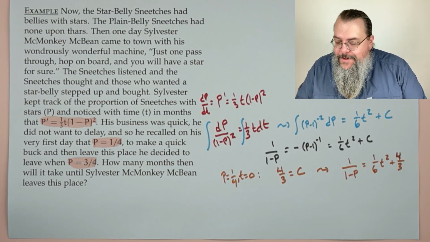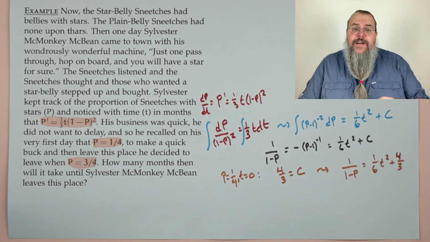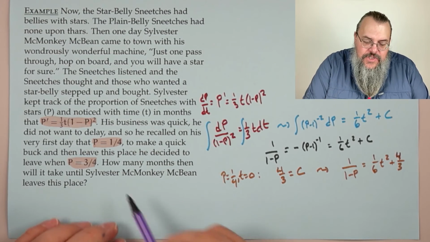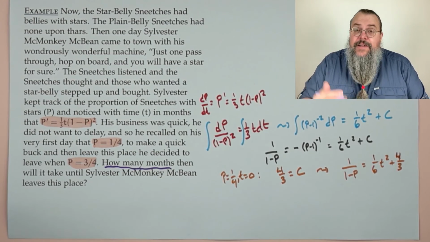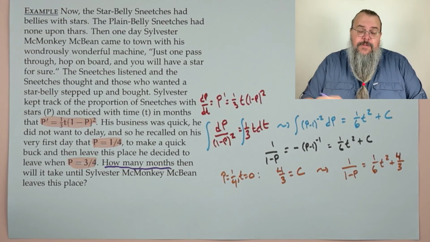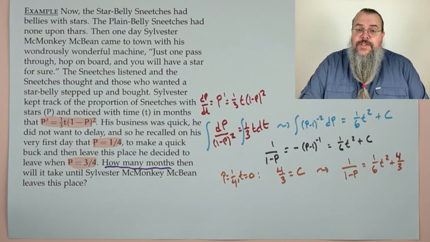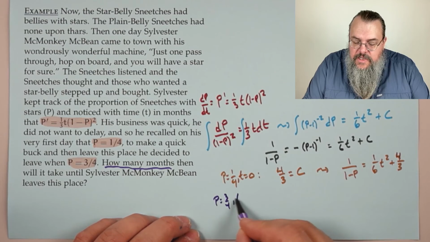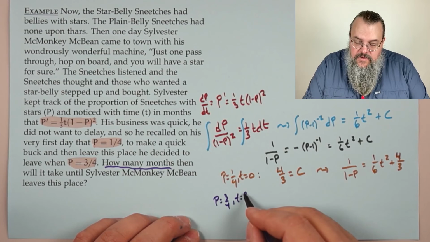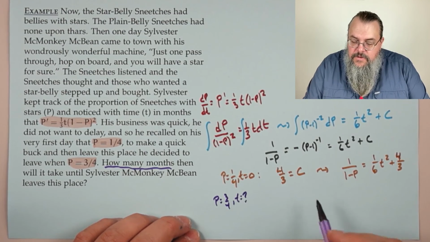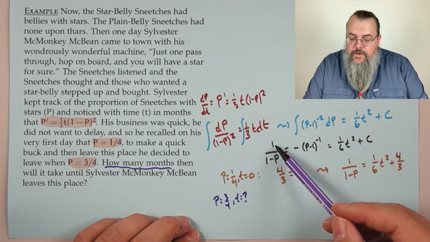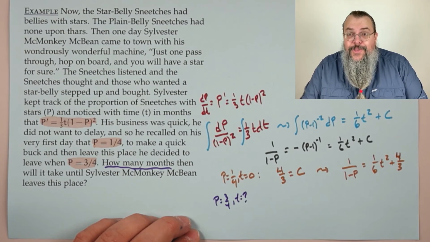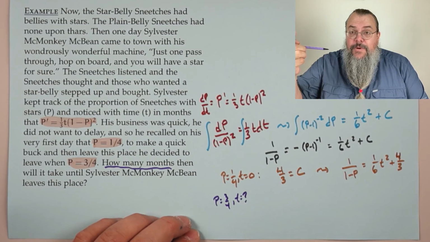Now, what are we looking for? Well, we're trying to find a time. How do we know we're trying to find a time? Because there's a question, how many months? That's time. So we're trying to find a time when we hit p equals 3/4. In other words, we're plugging in p equals 3/4, and what's the time? Well, we'll do what we just did. We have 1 over 1 minus 3/4. So 1 minus 3/4 is 1/4, which becomes 4, because we flip it.